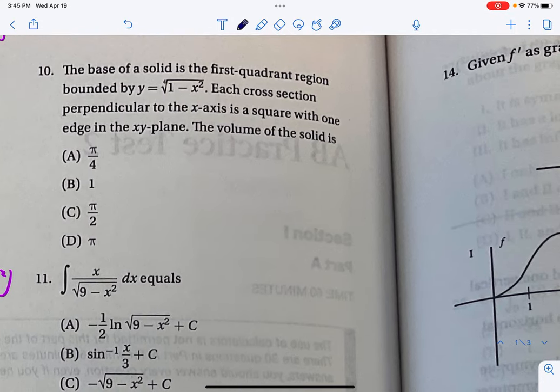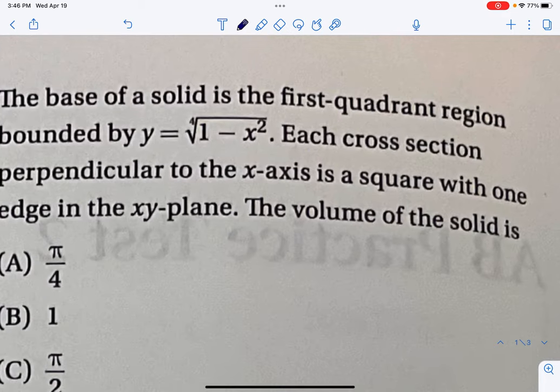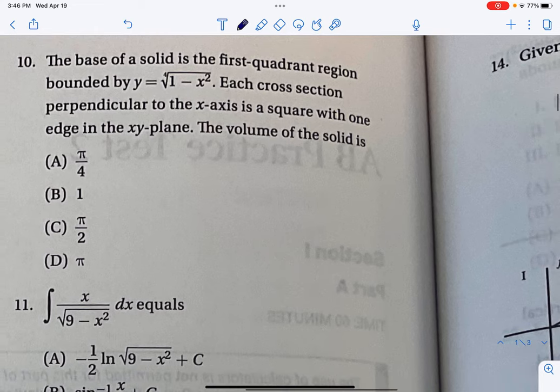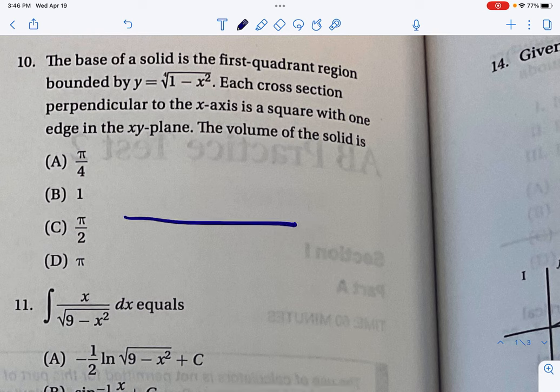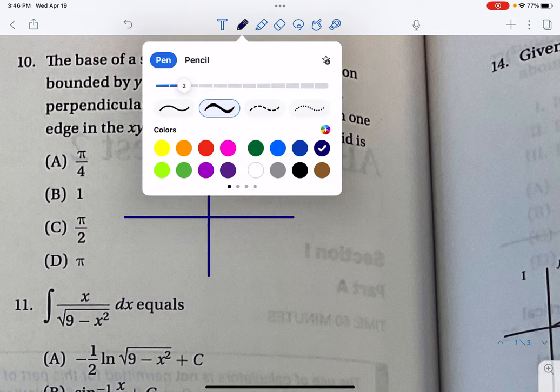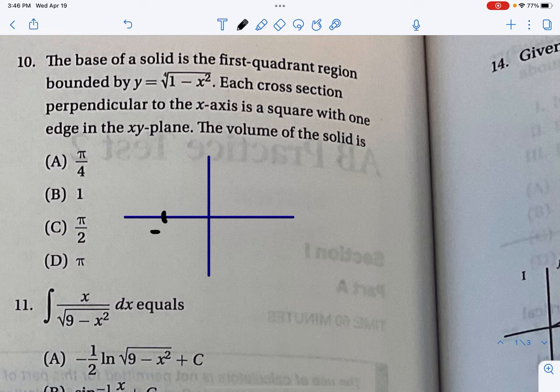Okay. Base of a solid in the first quadrant region bounded by y equals the fourth root of 1 minus x squared. Each cross-section perpendicular to the x-axis is a square with one edge in the xy plane. Again, harder than a real AP problem. This function only makes sense if x is between negative 1 and 1. The graph is something like so. It is not a semicircle.